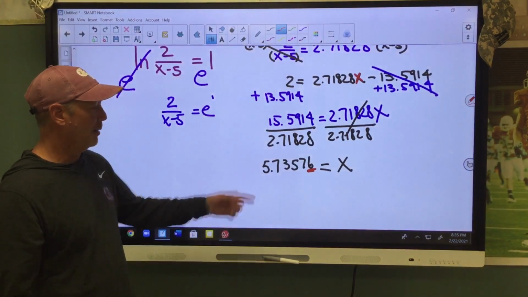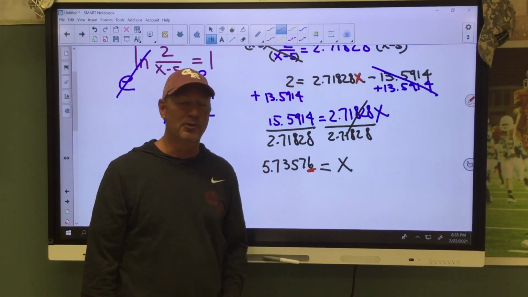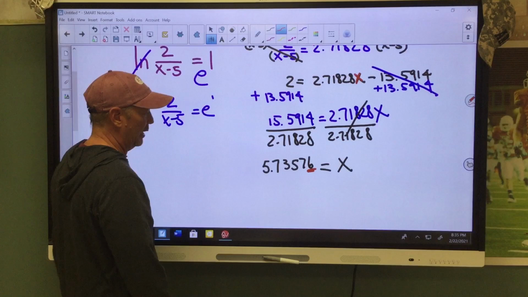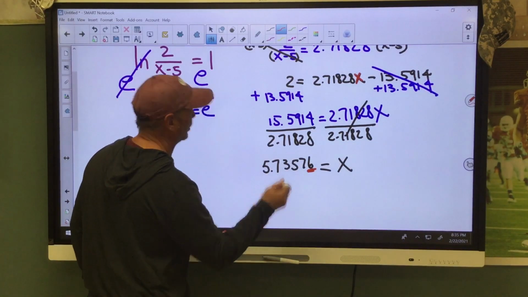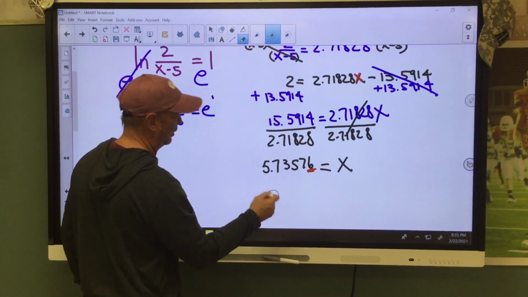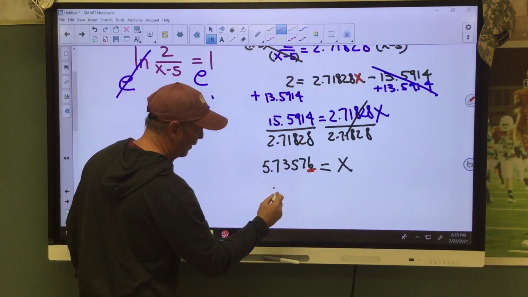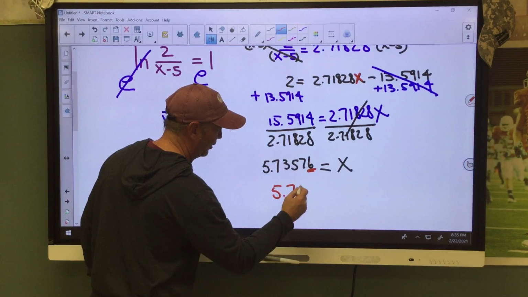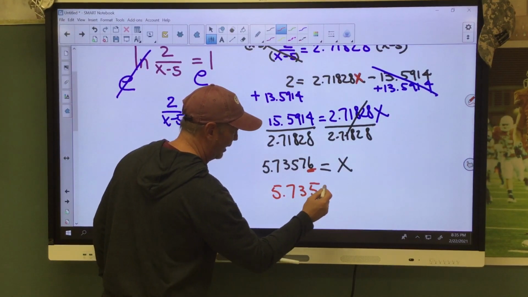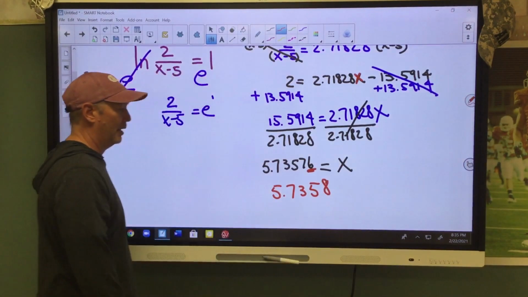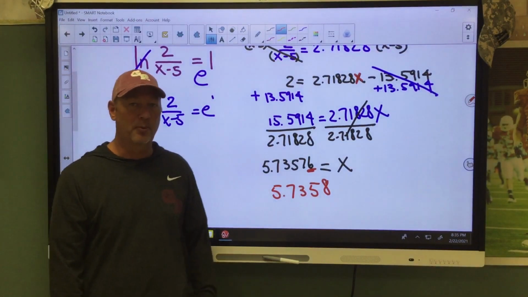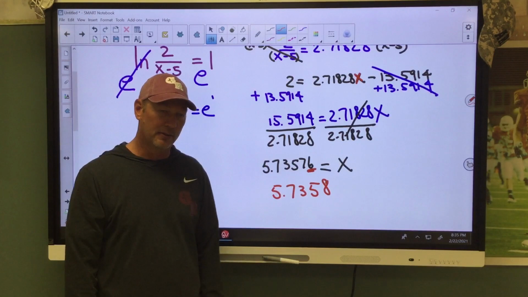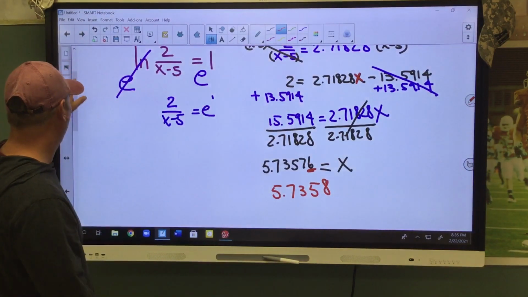Okay. Now I use my calculator and I have this written here, but I can't do this in my head. And this is going to tell me to round up. So my final answer would be 5.7358 is my final answer. Okay? That's a pretty complicated problem. I don't know if we're going to get much harder than that. Okay? Let's go to the next one.